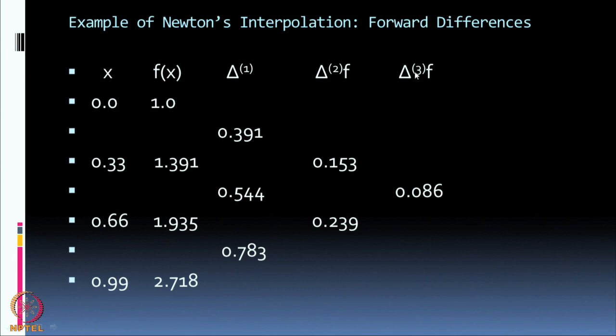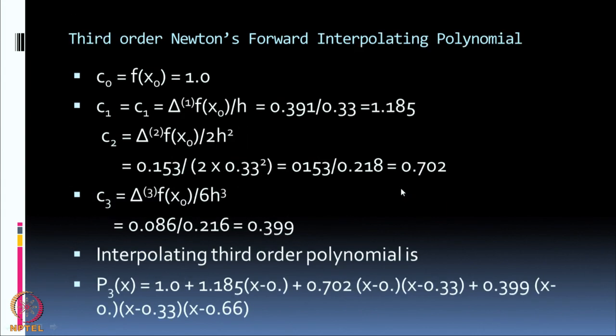What is the third order difference? It is the difference between 2 second order differences. This is my second order difference between the first 3 points, and this is the next one. So, the difference is my third order difference. So, once I have all these differences, now I can build a polynomial. My next slide will show you how I build that polynomial.